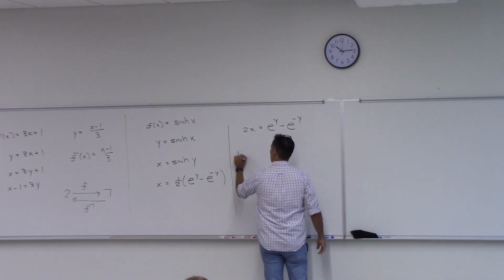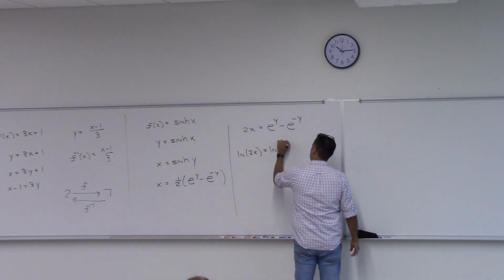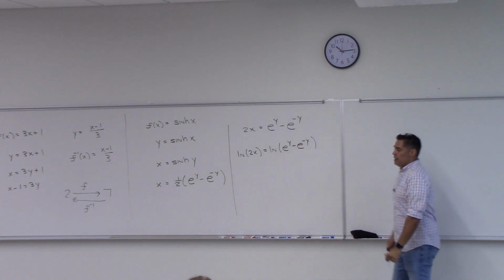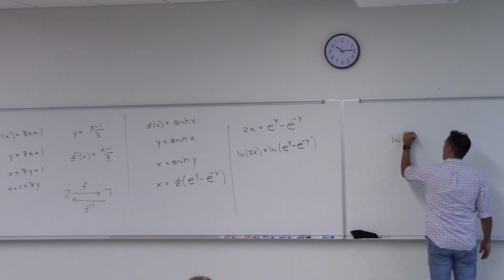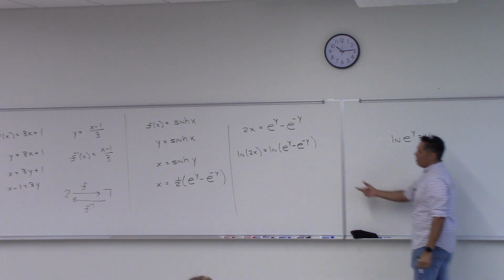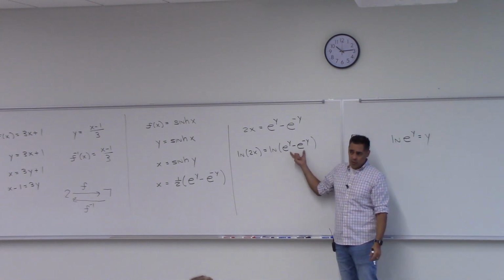If I take the natural log on the left side and take the natural log on the right side like this, I run into a major problem. The problem is this. When you take natural log of e to the y, that would be y. Yes, I agree with that. But the problem is the argument of this natural log is actually two terms separated by subtraction.